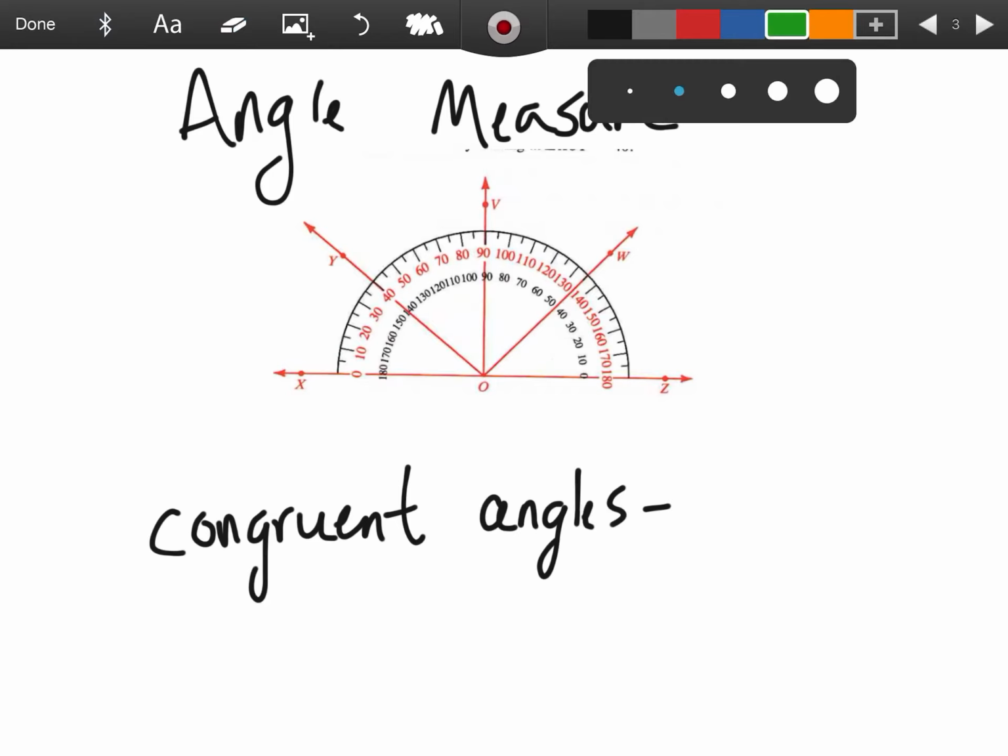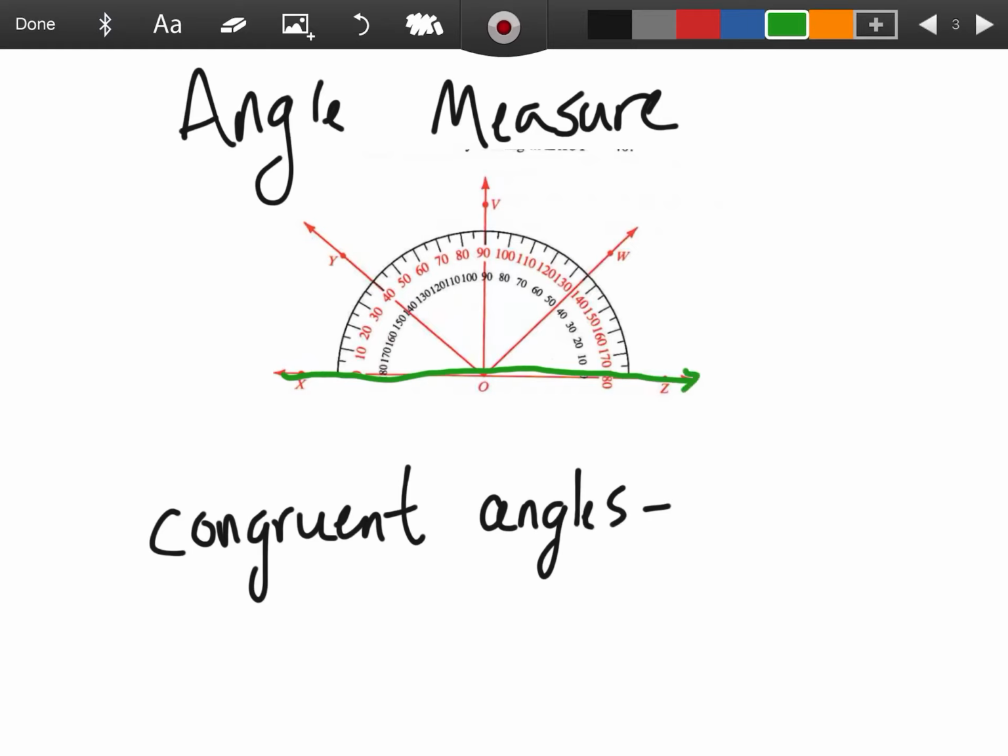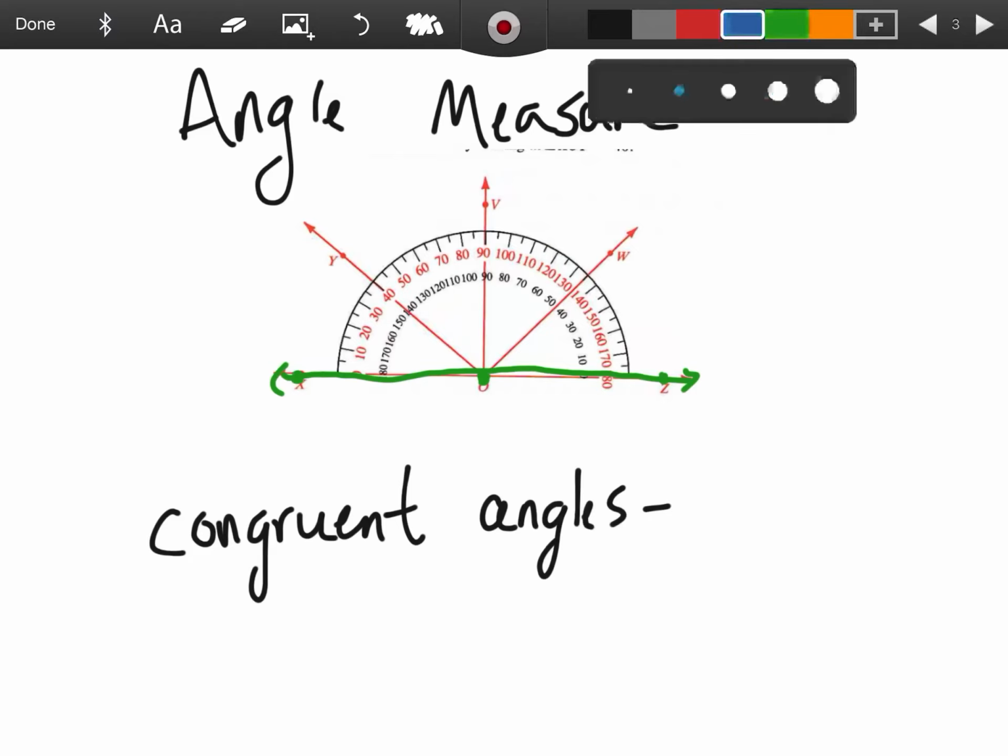And then we continue going. Once we get to just a straight flat angle, this here is 180 degrees. That is known as a straight angle. So if we have opposite rays, rays that have the same endpoint, ray OX and ray OZ, going in opposite directions, they make a straight angle. That's 180 degrees.